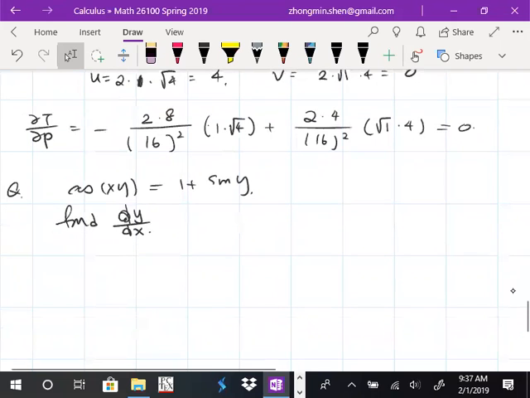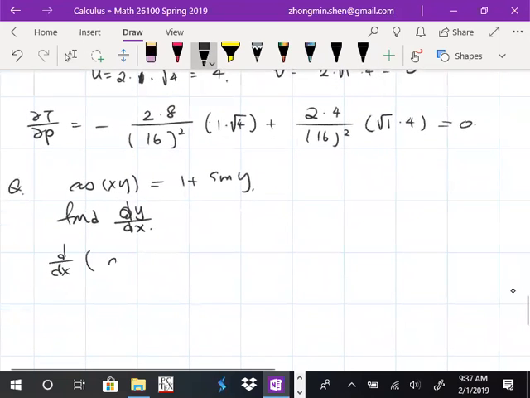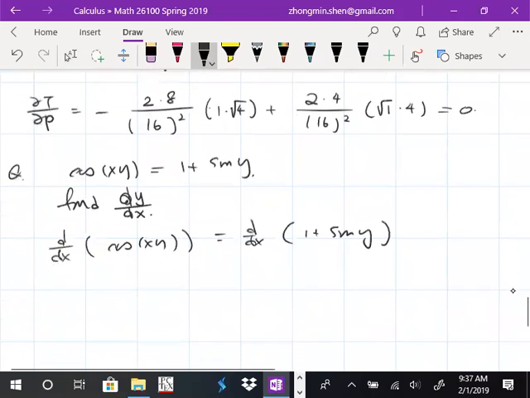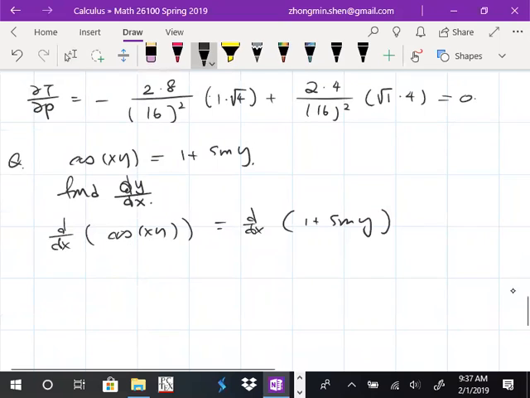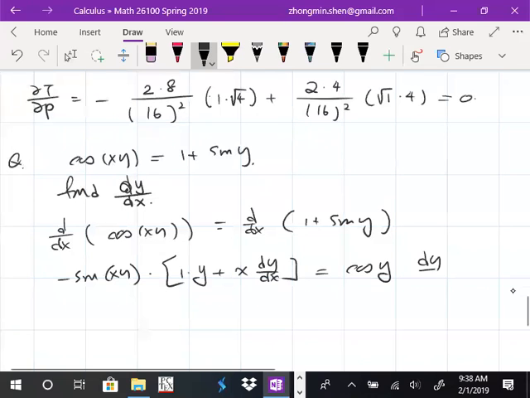The idea is you can differentiate both sides with respect to x. Here it's the chain rule. Cosine becomes negative sine of x times y. Then you have to differentiate x times y, so by the product rule, it will be like this. And this side is going to be cosine y and dy dx.